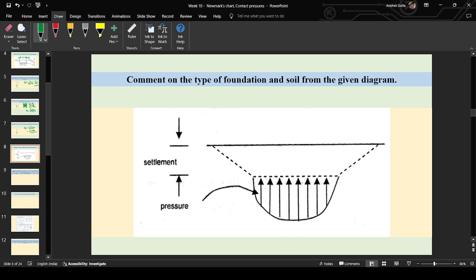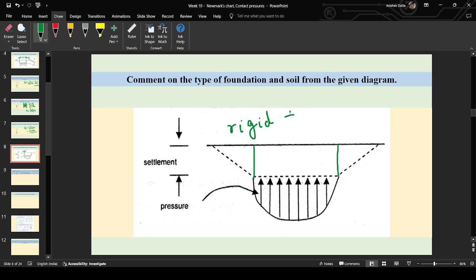Yes, so now tell me this particular scenario. What will be the type of foundation over here? In this case also, the settlement is consistent, right? Constant settlement throughout the width of the footing. So what is the type of footing over here? Flexible or rigid? Rigid, sir. Yes, rigid. So first part is done. It is a rigid footing.